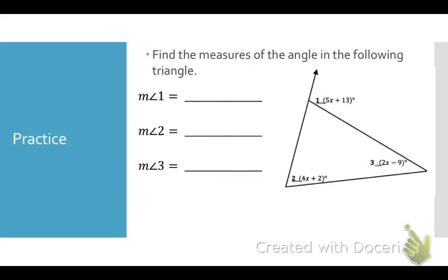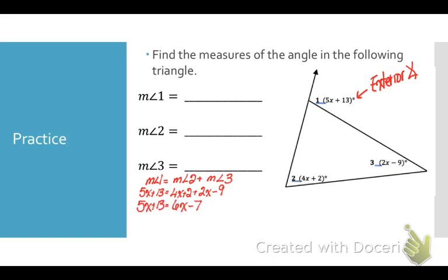Find the measures of the angles in the following triangle. Again, I've extended one side of my triangle, so I have an exterior angle. And by the exterior angle theorem, I know that angle 1 has to equal the sum of angles 2 and 3. So I am just going to put in their expressions for each angle. I'm going to say 5x plus 13 equals 4x plus 2 plus 2x minus 9. I'm going to combine like terms. And then notice that I have variables on both sides, and we know from algebra that we can't have that.